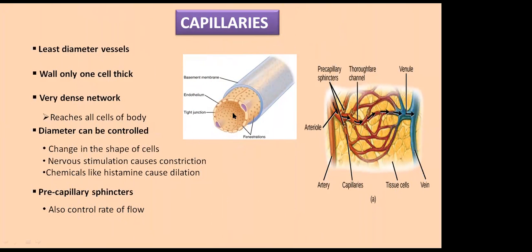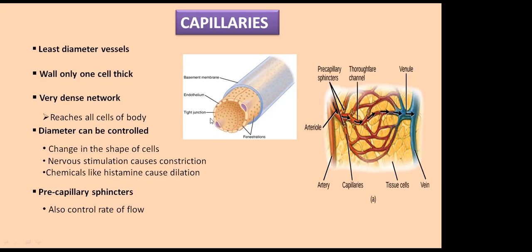Capillaries are the least diameter vessels with only one cell thick. The wall of capillaries is formed by only one layer. Arteries and veins have three layers, whereas in the wall of a capillary only one layer is formed, that is nothing but the endothelium. This endothelium lines the capillaries and the inside of the chambers, and also forms the lining of the valves of the heart.